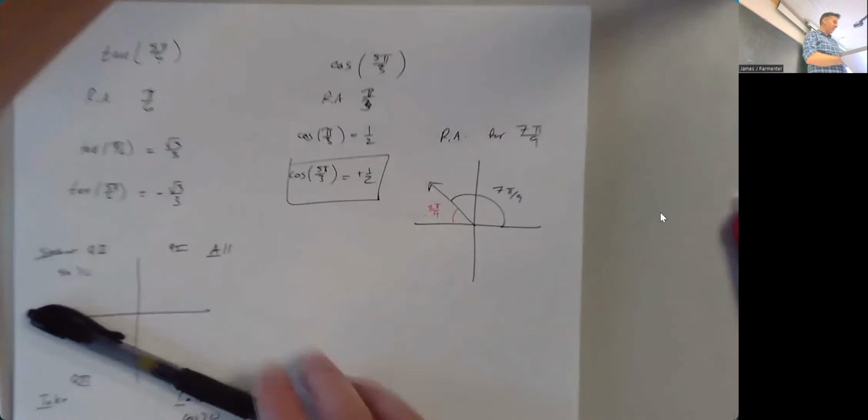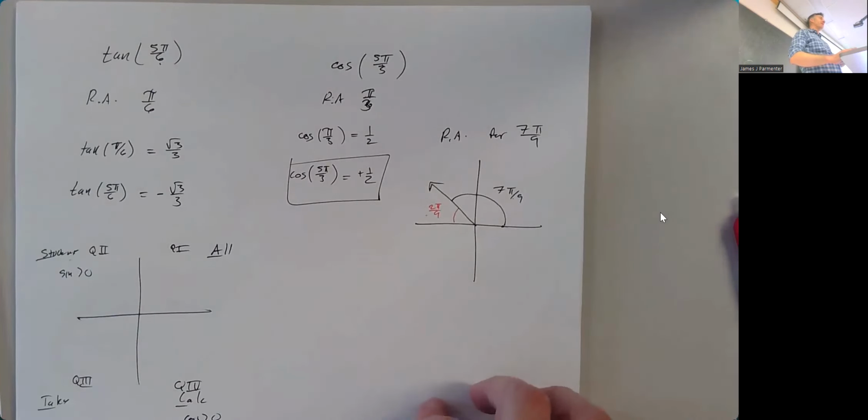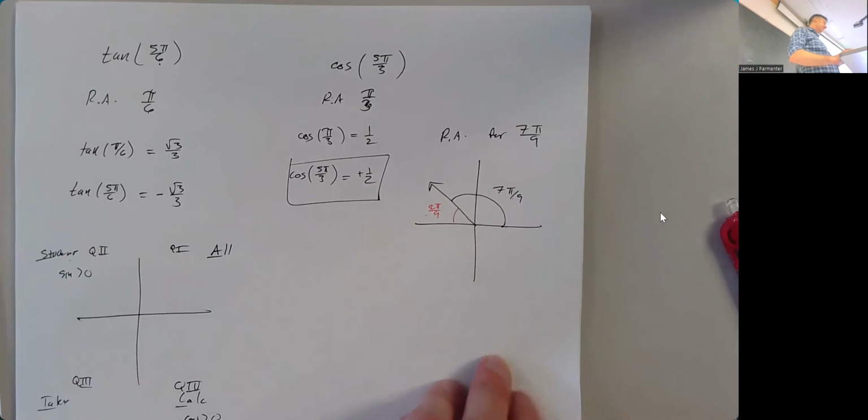In case you're curious, I won't write it down, but the other mnemonic device for remembering this is all strippers take cash. So if you want to remember it that way instead, it's a little more memorable than all students take calculus, but all students take calculus is also memorable, but not true. Not all students take calculus.